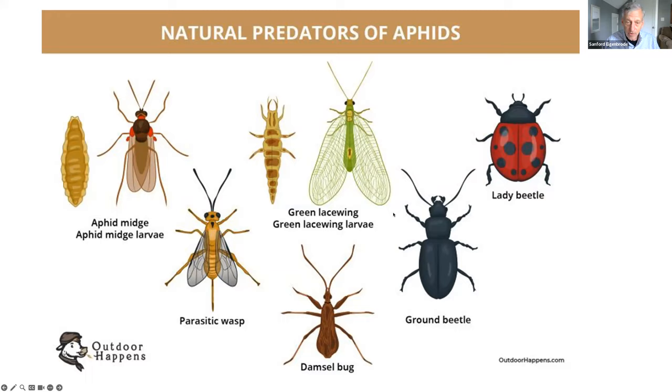Green lacewings are also predators of aphids, and this is the adult. Right about now you probably have these flying around your home, I guess. And this is the larva.